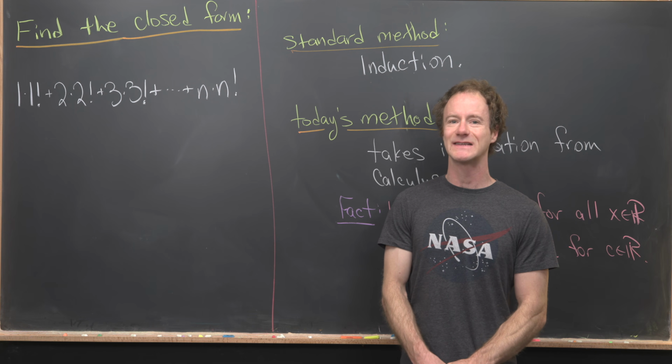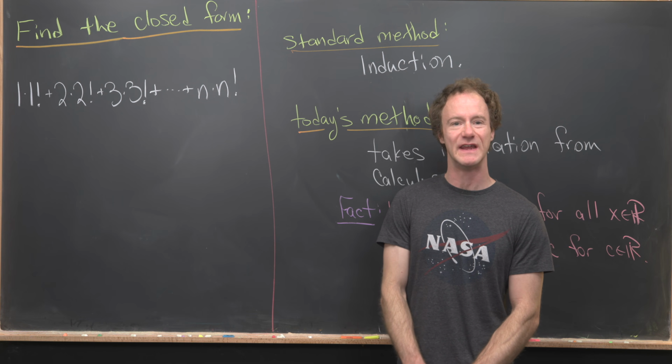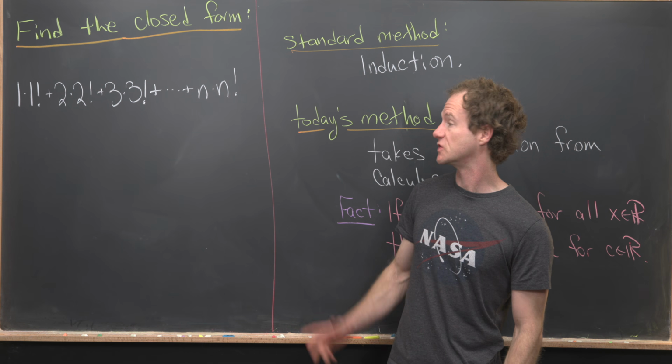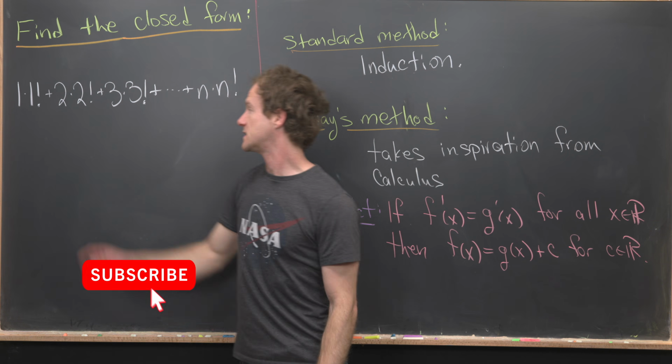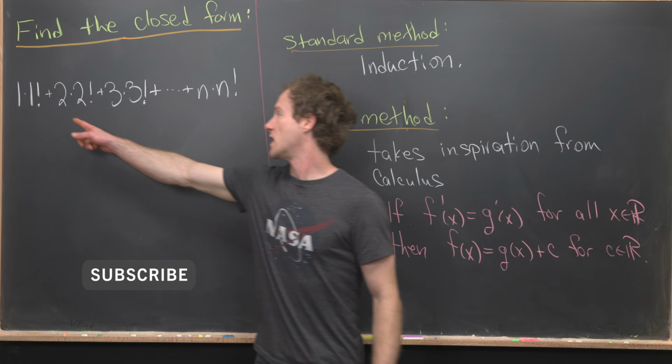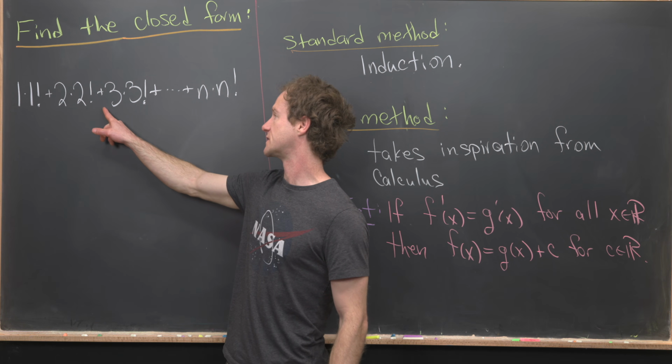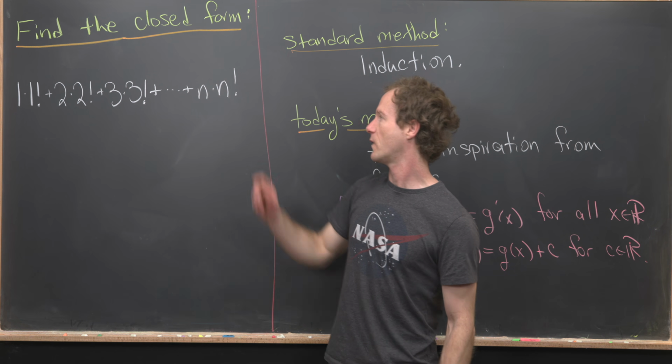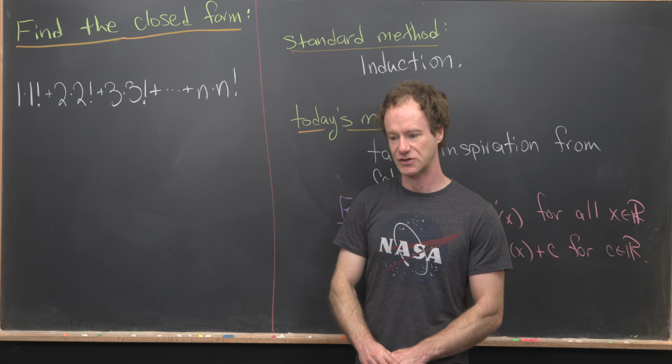Here we're going to look at a classic find the closed form of an interesting finite sum problem. So the finite sum in question goes like this. It's 1 times 1 factorial plus 2 times 2 factorial plus 3 times 3 factorial plus 4 times 4 factorial all the way up to n times n factorial.